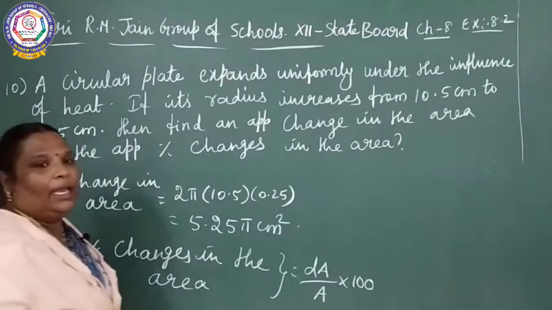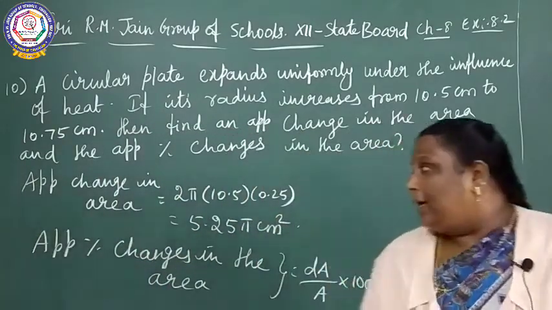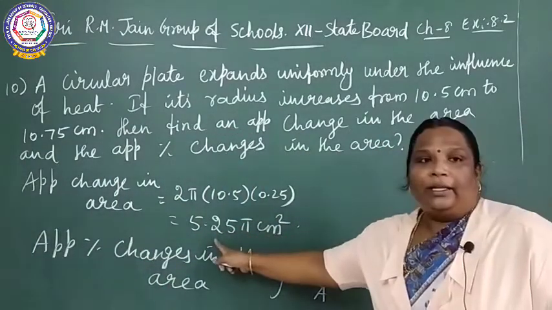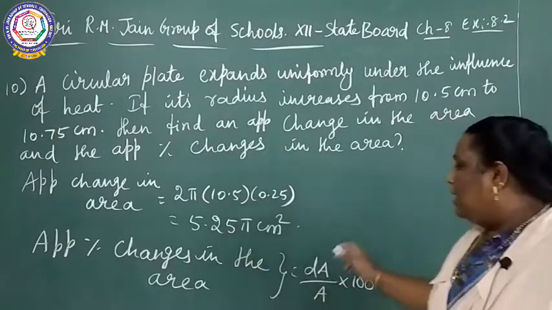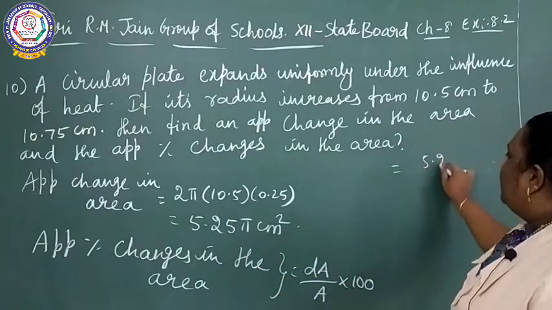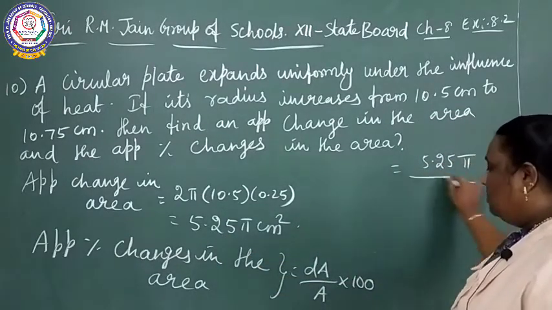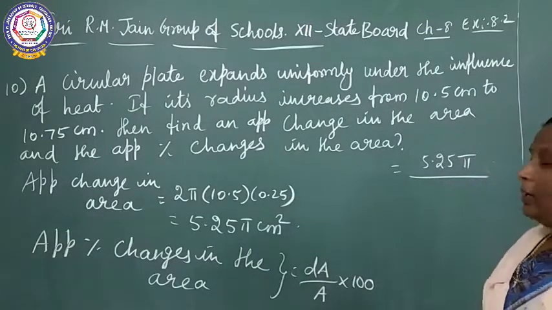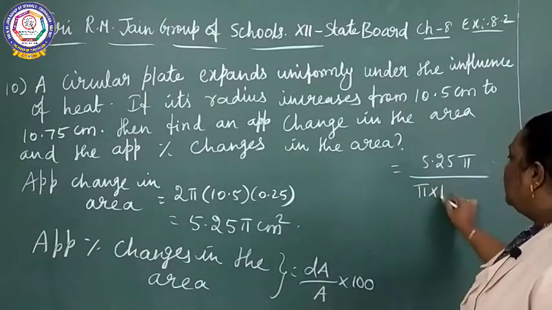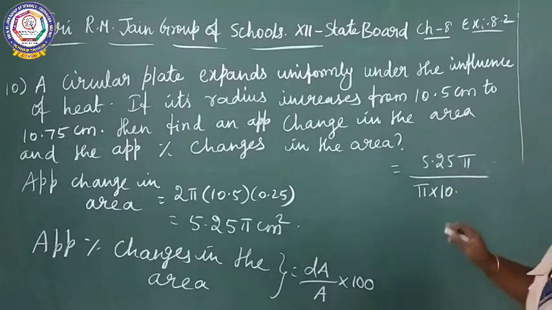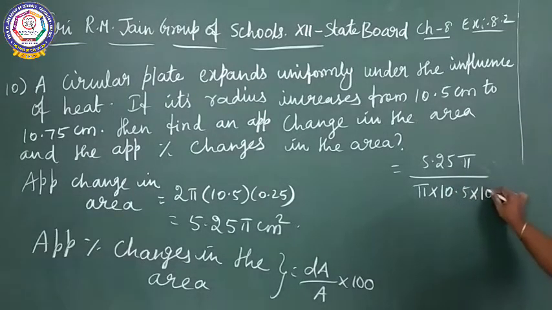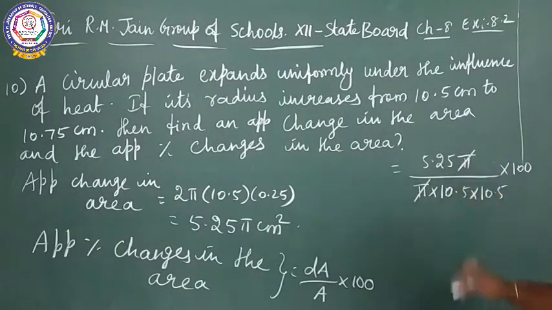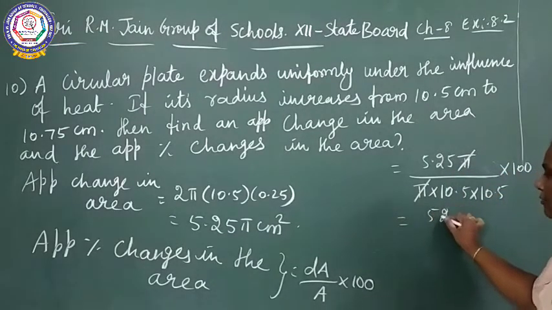What is dA? 5.25 pi. This is dA, the approximate change in area. So it gives 5.25 pi by the area, which is nothing but pi r square. Pi into 10.5 into 10.5, into 100. Pi gets cancelled. Multiply by 100. What is the value you are getting?